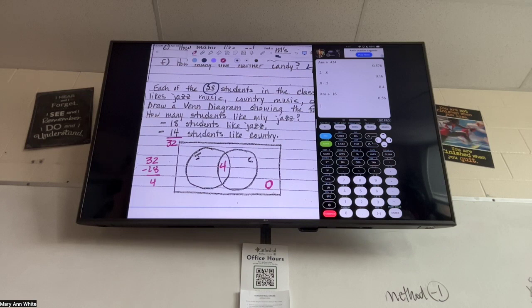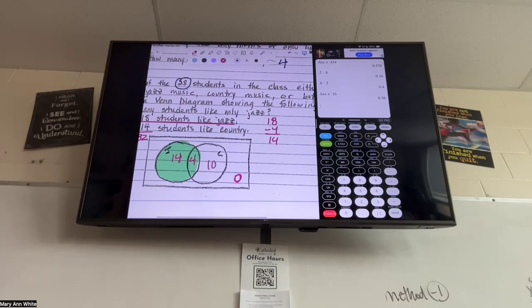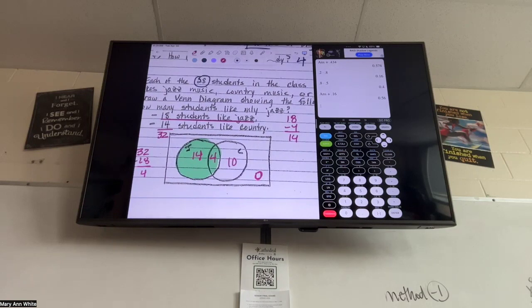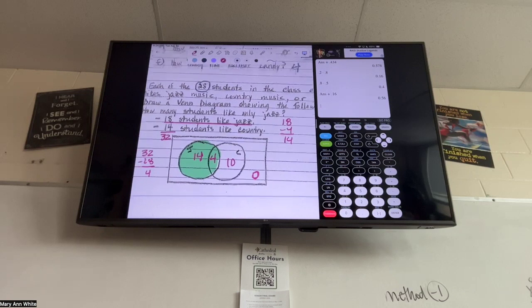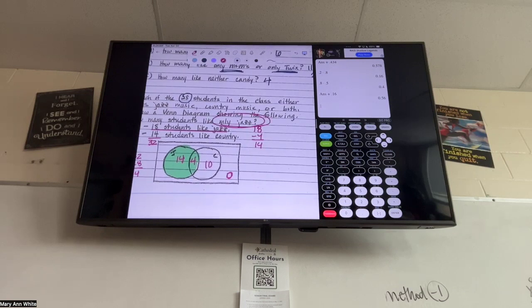How many is only jazz? Well, 18 students like jazz. So 18 students are in my like jazz bucket. So how many like only jazz? Subtract 4. So I'm gonna subtract 4 from 18 to figure out how many like only jazz. So that's 14. And then I'll need to do it from both because we also want to know how many only like country. So 14 minus 4 is just 10. And if I did 14 plus 4 plus 10, is that 28? Perfect. So my question was how many like only jazz, and what number did we say that was? 14 students.